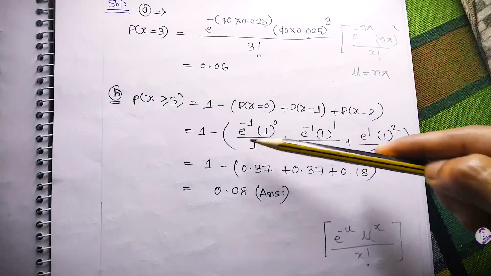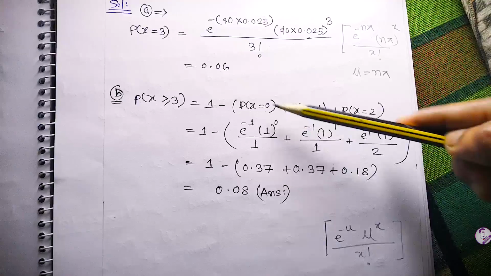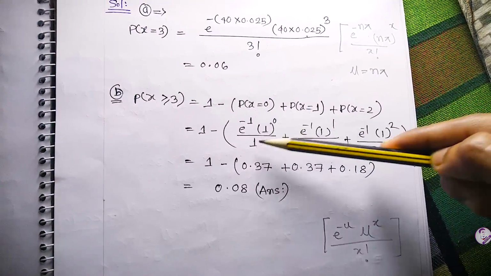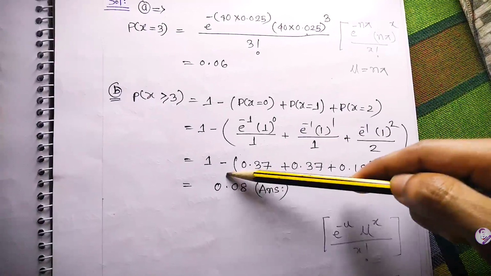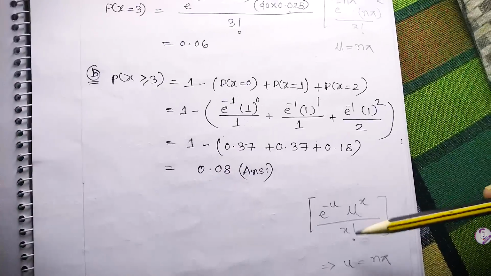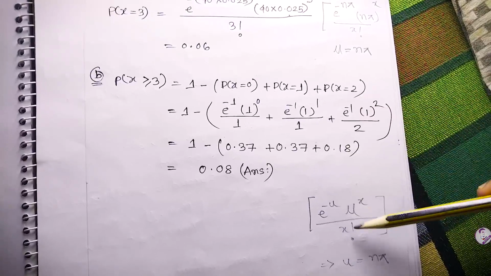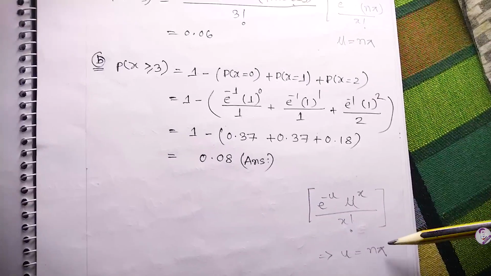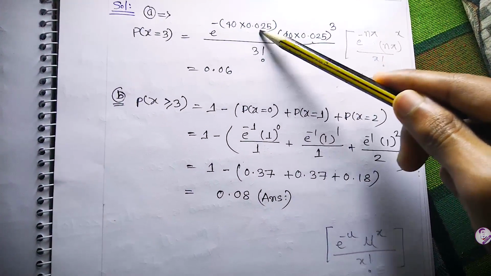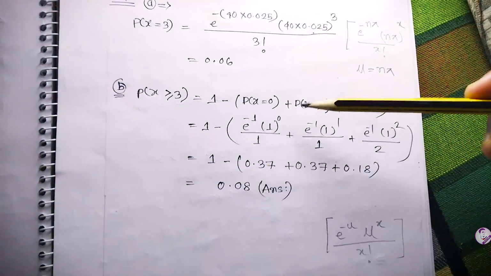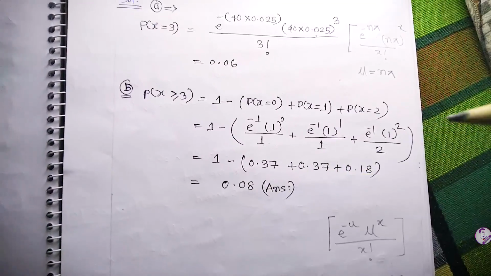E to the power minus mu, mu to the power 0, where 0 is this x, and 0 factorial is 1. Same way for 1 and 2, and we get 0.08 based on this formula: e to the power minus mu, mu to the power x divided by x factorial, where mu is equal to n pi, n is 40 and pi is 0.025. Based on that we apply the formula with all the values, and we get 0.08. Simple.